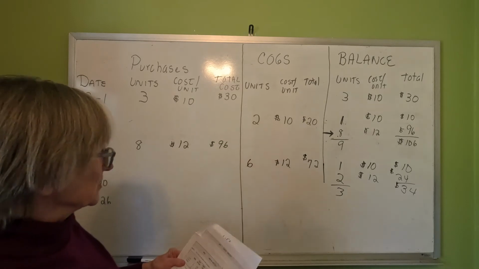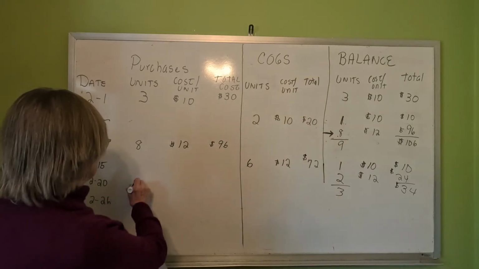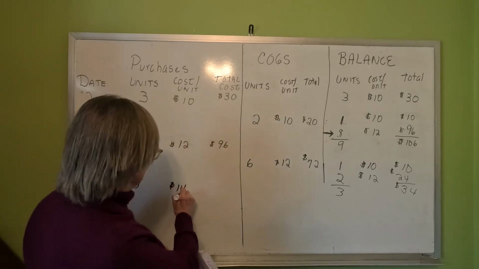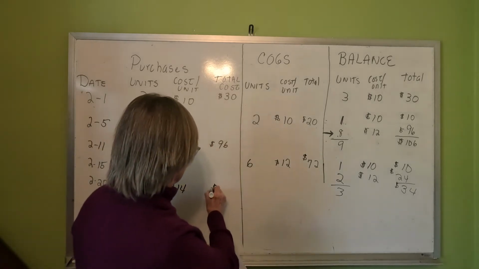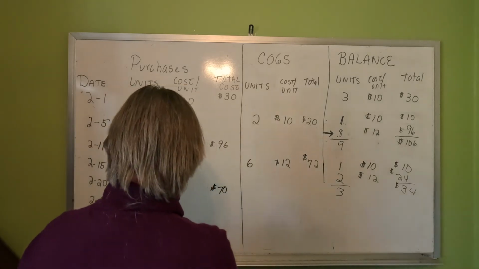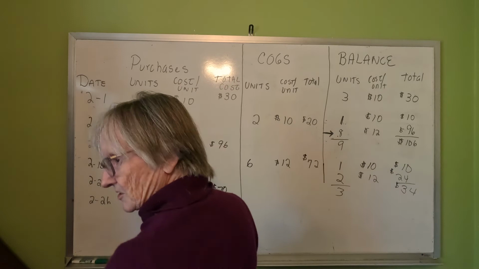What happens on the 20th? We buy 5 more units. These are the ones at 14. And so that's 70. And so now we've added another layer.